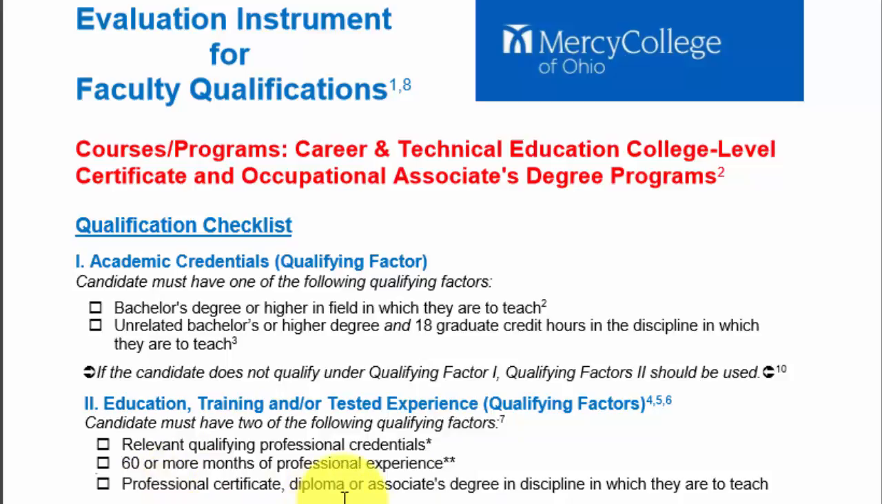Or you can have a professional certificate, a diploma, or associate's degree in the discipline in which they are to teach. So again, you only have to have 2 of these 3, and that fulfills the balance of the equation, whether it's education, experience, or professional credentialing, which is sort of like experience on steroids. So you can have a combination of these 3.